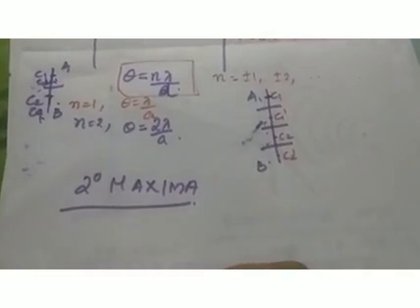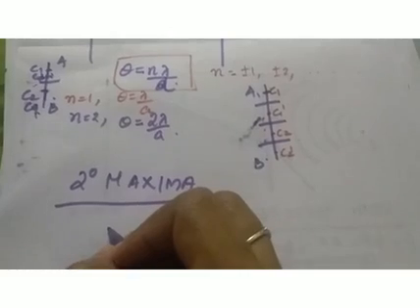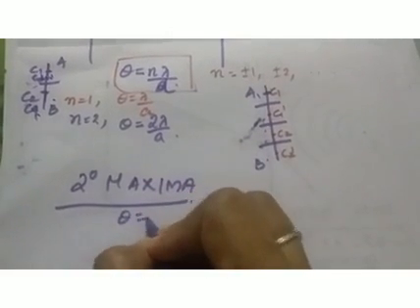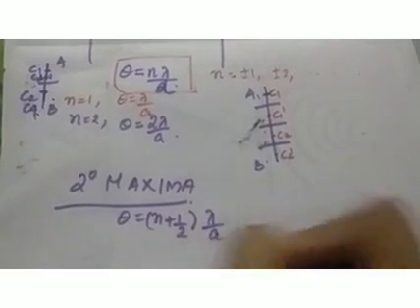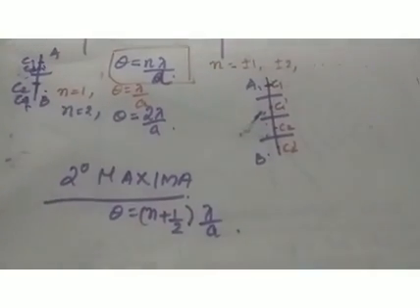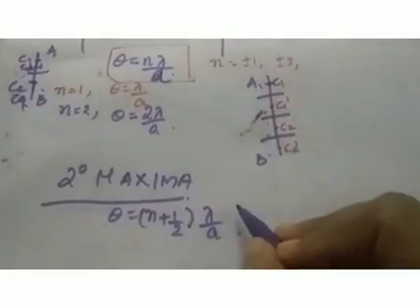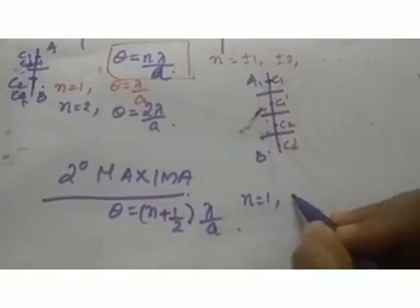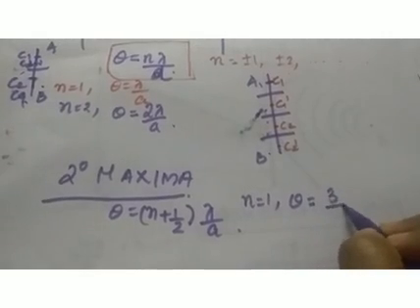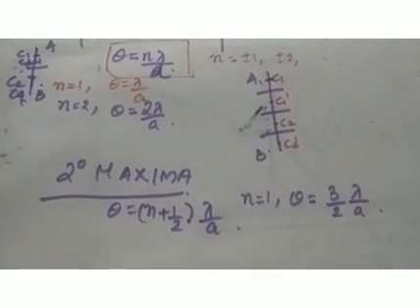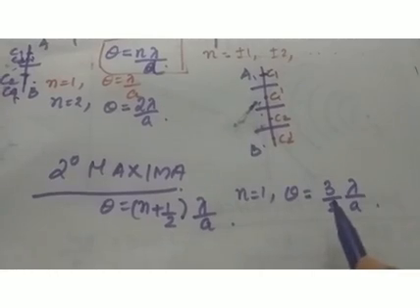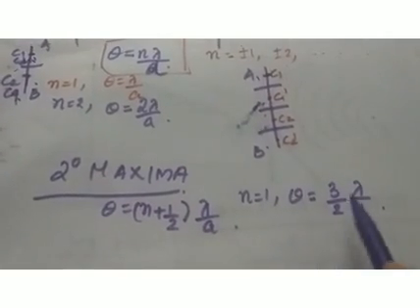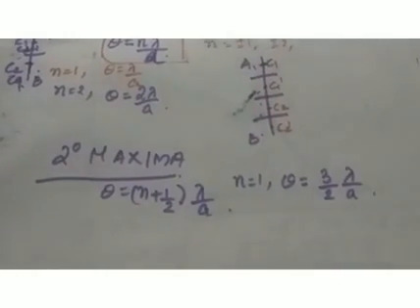So Fresnel, using his calculations, found that secondary maxima occur at theta equal to (n plus half) lambda by a. If n is equal to 1, theta is equal to 3 by 2 lambda by a. So the first secondary maxima is observed for theta equal to 3 by 2 lambda by a.